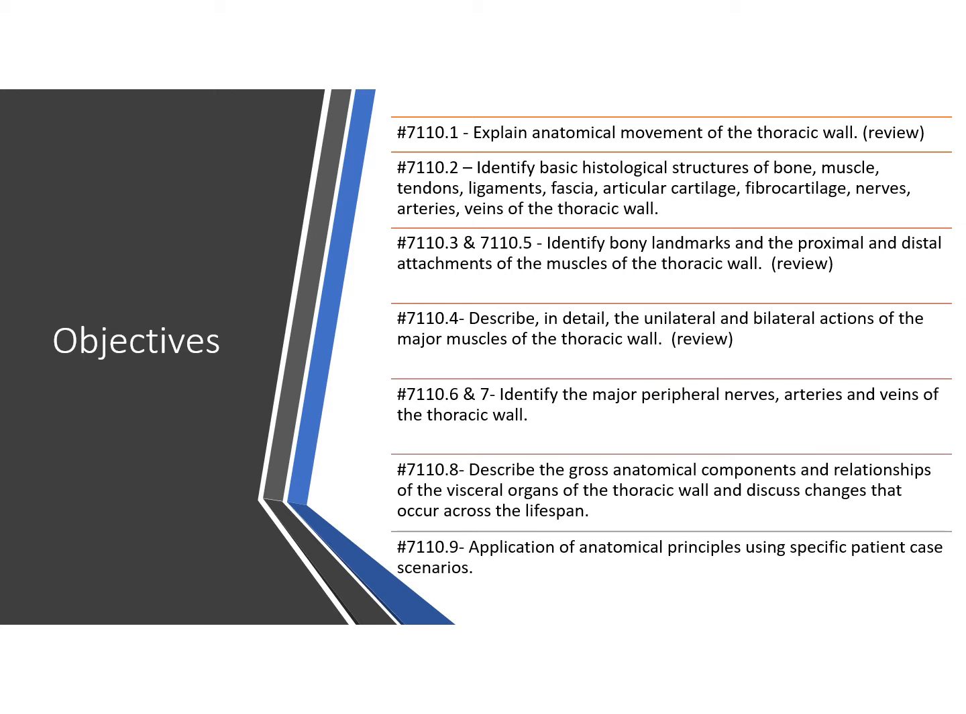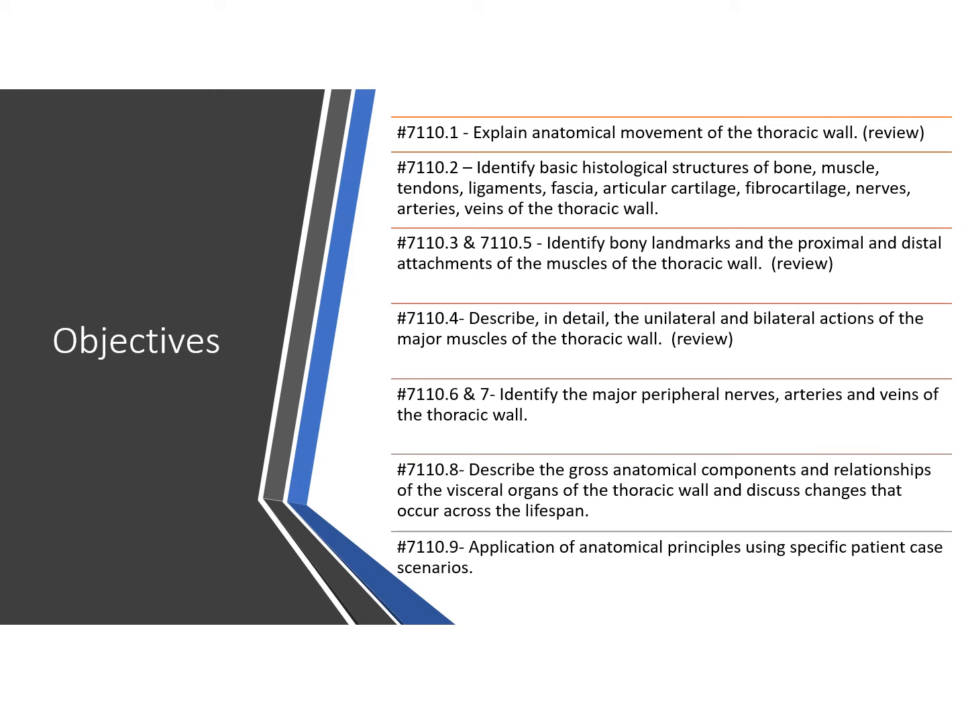You're going to look at all the bones, the muscle, the tendons, ligaments, arteries, and veins of the thoracic wall. You're going to talk about the proximal and distal attachments of the muscles of the thoracic wall. This one's kind of a review, as Dr. Torres already covered this one. We're going to talk about the unilateral and bilateral actions of the major muscles of the thoracic wall, more so in class on Friday. Want you to be able to identify the major peripheral nerves, those internal intercostals, and some of the arteries and veins of the thoracic wall.